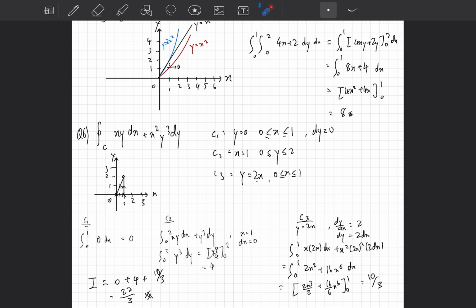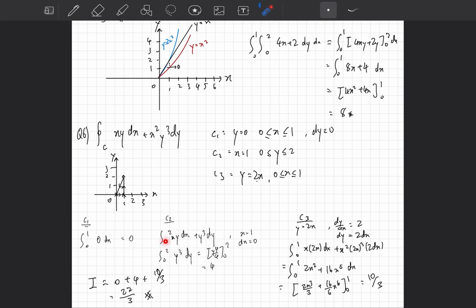So y equals 0 is from 0 to 1, then x equals 1 is from y 0 to 2, then y equals 2x is from 1 to 0, sorry. So C1 is 0 there, and after the integration there will be 0.